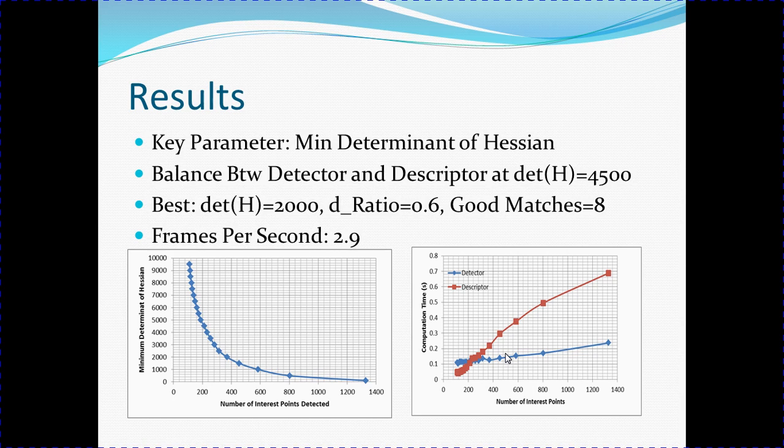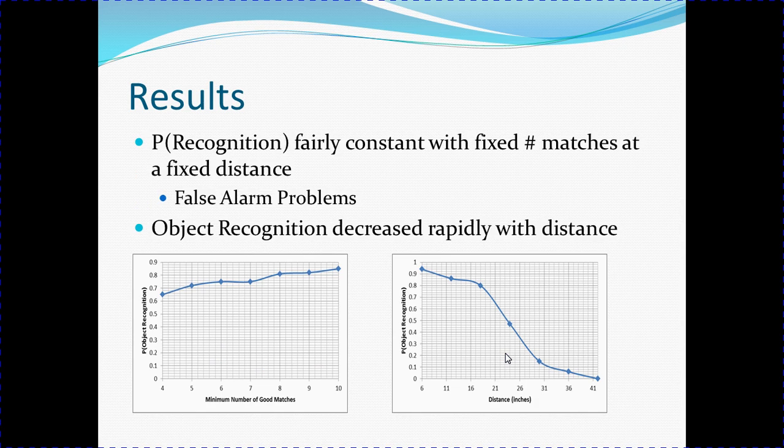The distance ratio of the two nearest neighbors was determined to be 0.6, and a good number of matches for object detection was set to 8 good matches. This led to an average frame rate of approximately 2.9 frames per second. Another interesting result was that the probability of recognition was fairly constant with a fixed number of matches at a given distance. We would get more matches for a lower number of good matches, but this resulted in a large number of false alarms, which is non-optimal.